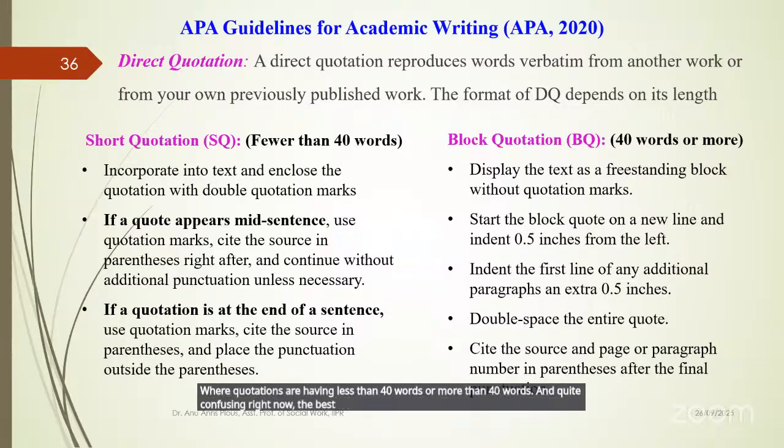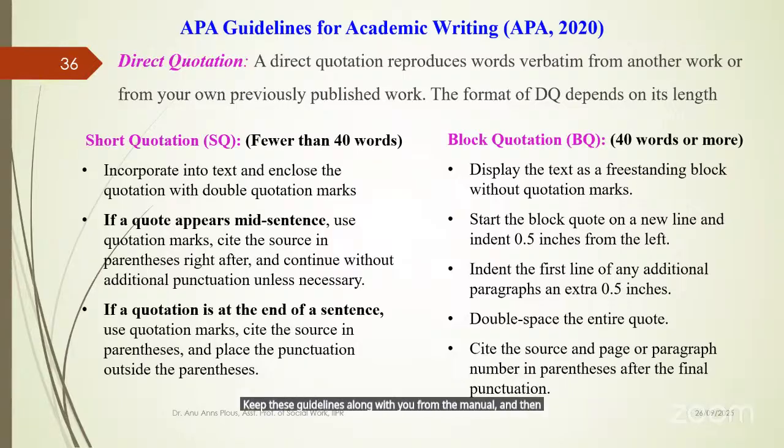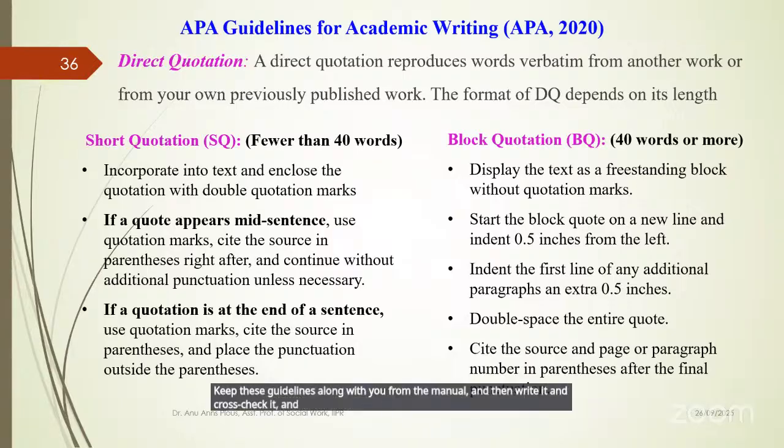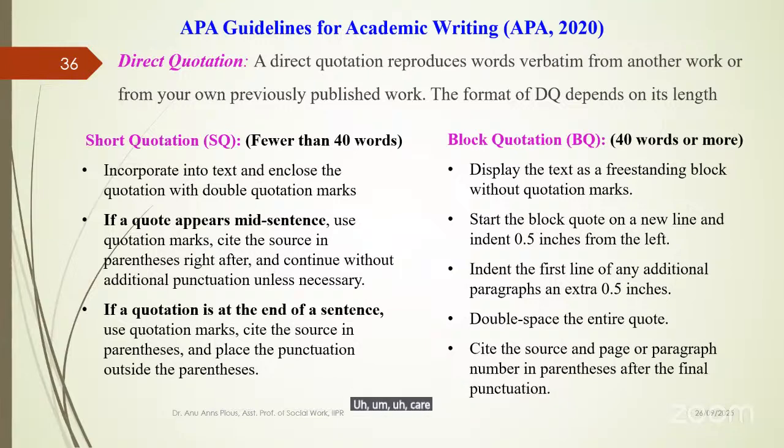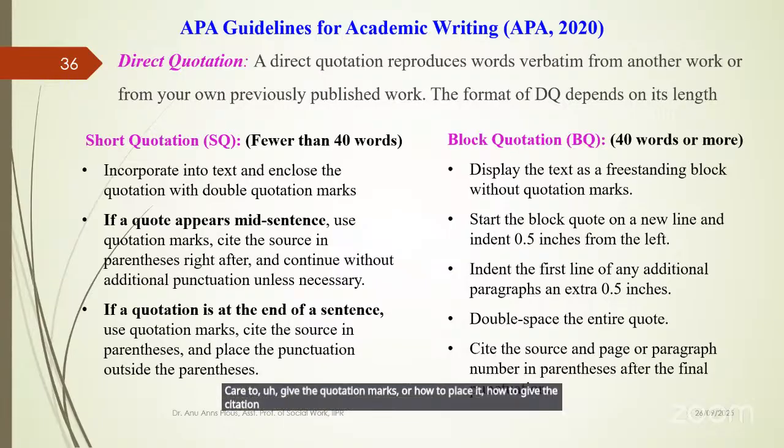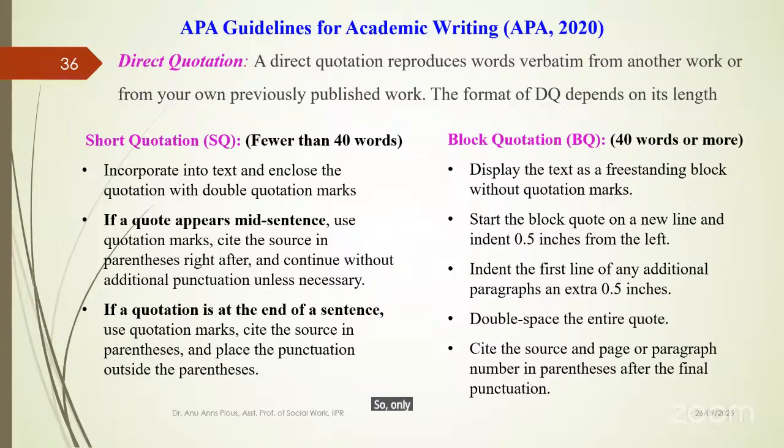The best option for you to follow is to keep these guidelines along with you from the manual, and then write it and cross-check it. For each one, you have to give specific care to the quotation marks, how to place them, how to give the citation, all those things. Quite a confusing thing, but you need to practice. Unless you're practicing, it is not possible for anyone to memorize all those things. So only practice makes you write an error-free and systematic document.